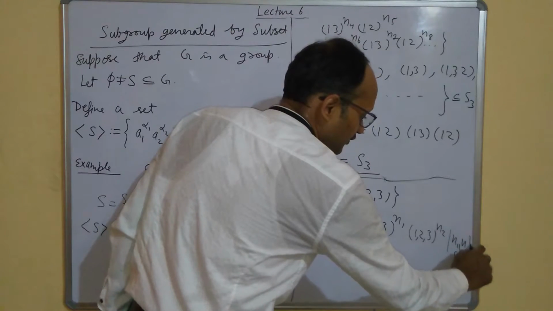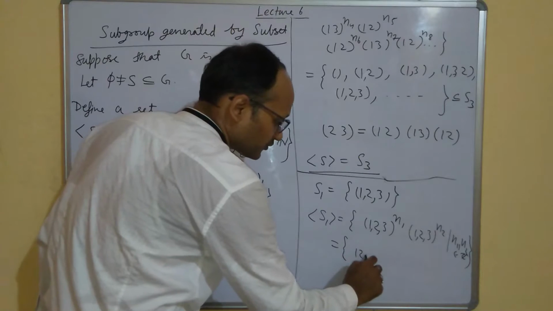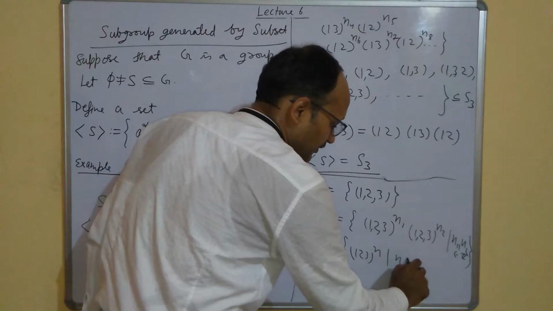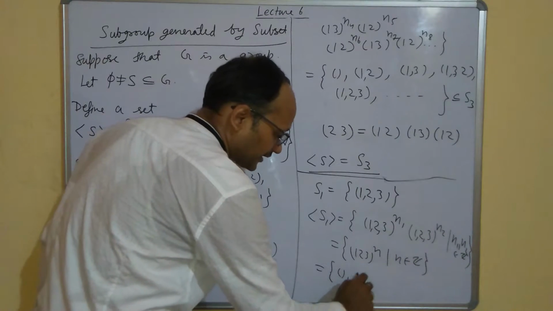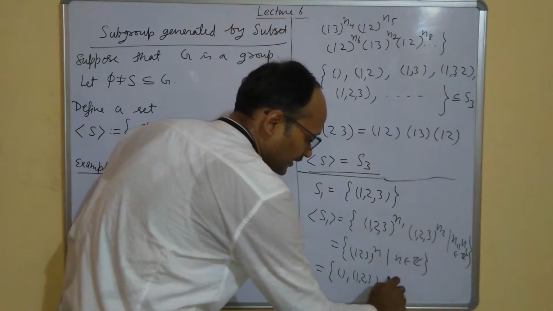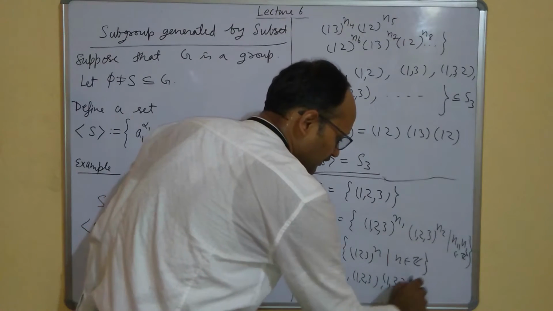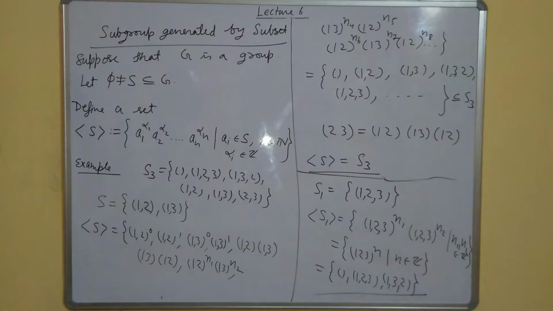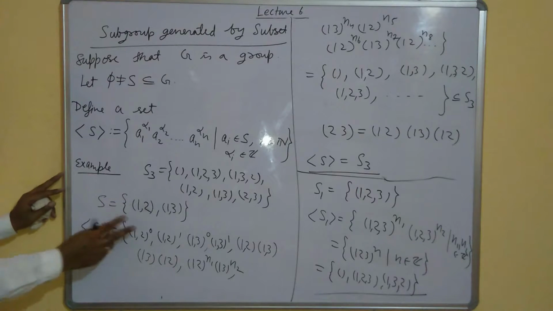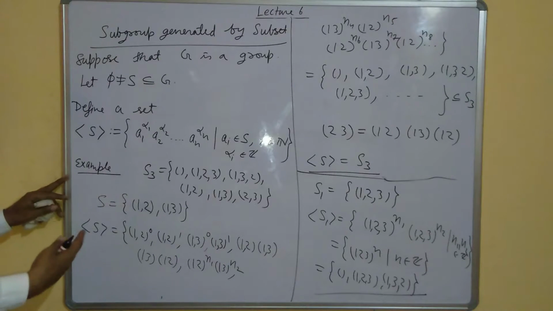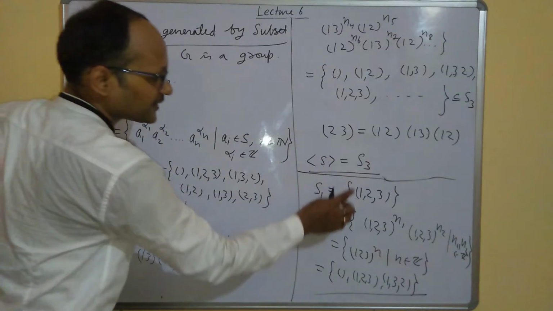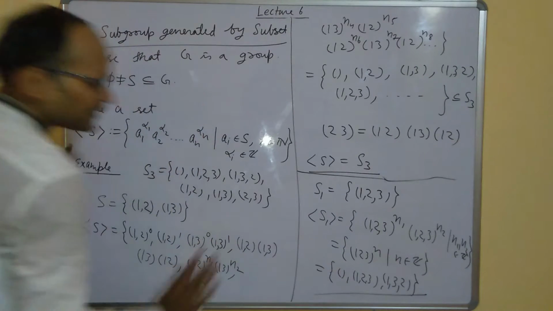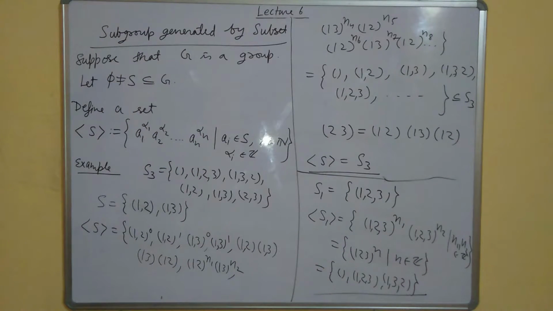every time you have to take 1 2 3, so simply we can write 1 2 3 to the power n, such that n belongs to Z. That is, the elements of the form identity, 1 2 3 and 1 3 2. So like this we can write. Okay, now this was just an example: if you take two elements and want to calculate this set, then what will happen. For example, in this case it turns out to be S3, for this case it turns out to be this set, and for different sets it will have different values.